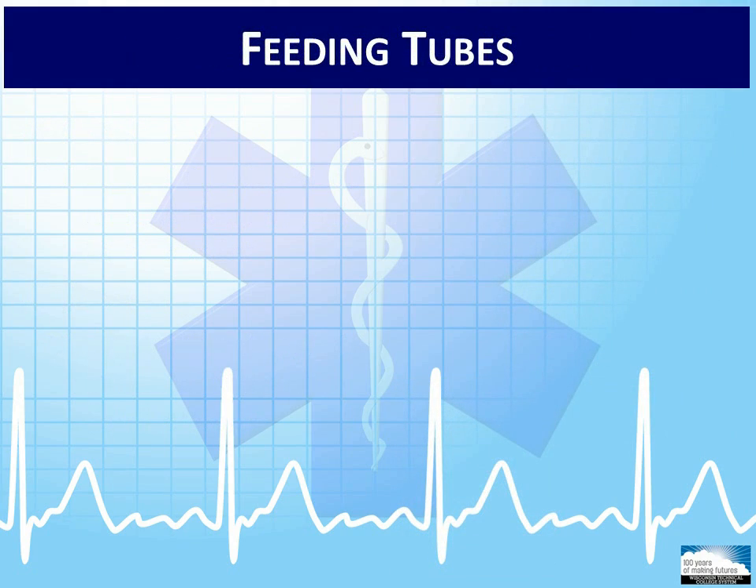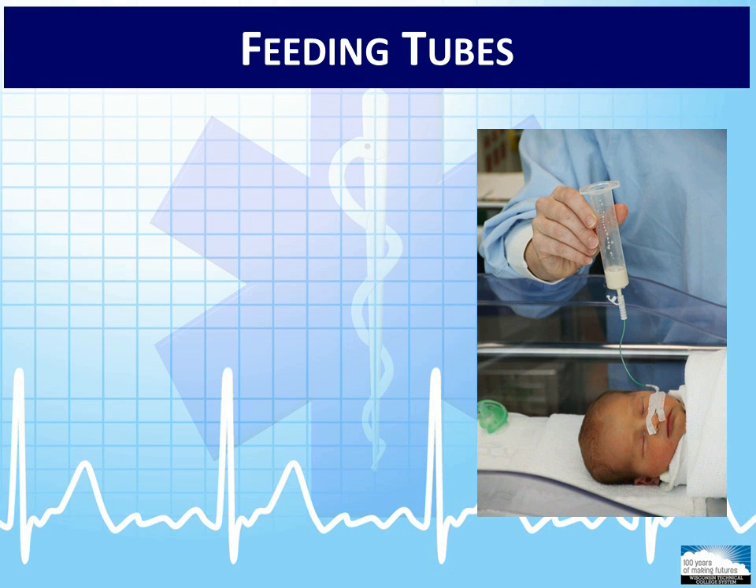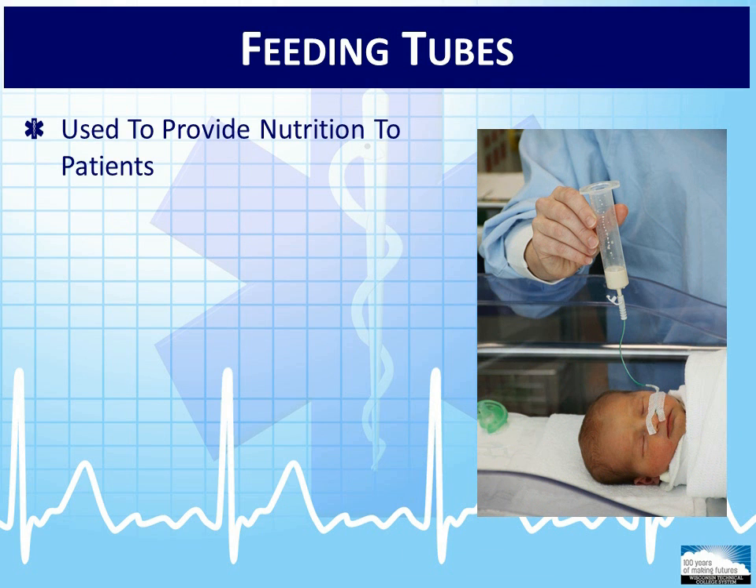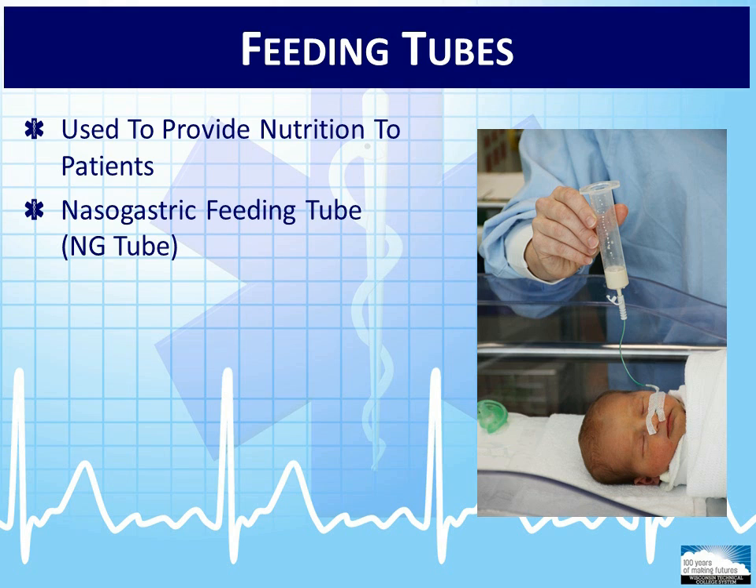EMS providers may encounter patients of all ages who rely on medical devices for their nutritional support. Feeding tubes may be temporary or permanent. Some of the main types of feeding tubes include nasogastric, gastric, and jejunostomy tubes. Nasogastric, NG, tubes are passed through one of the nares down the esophagus into the stomach.